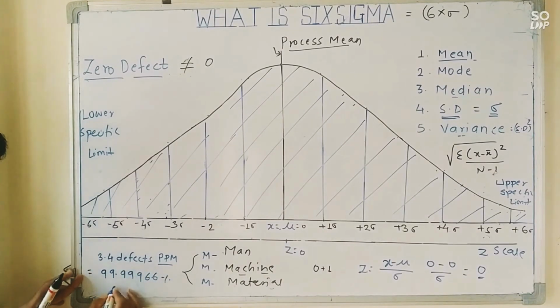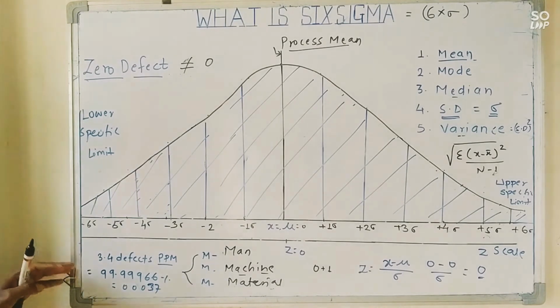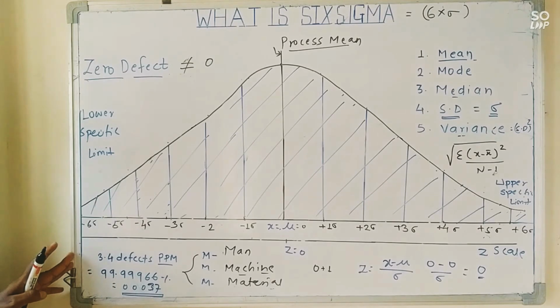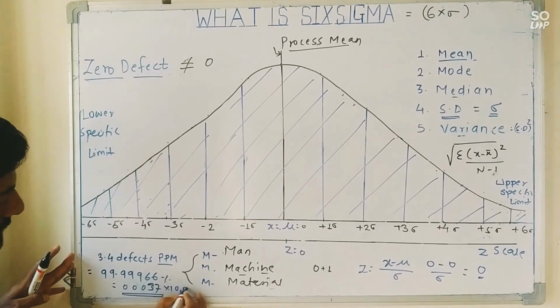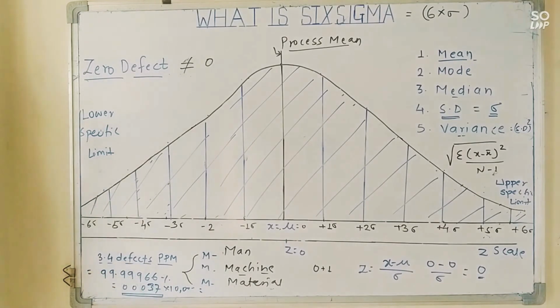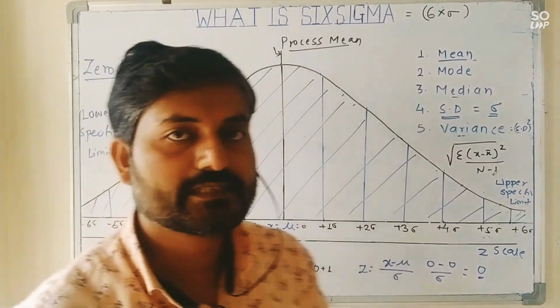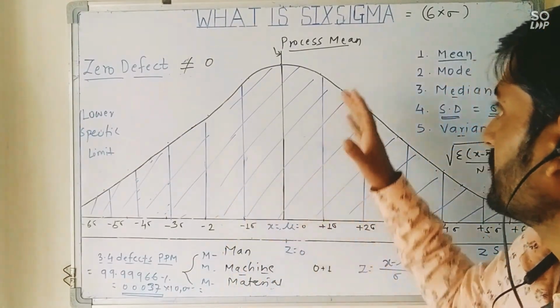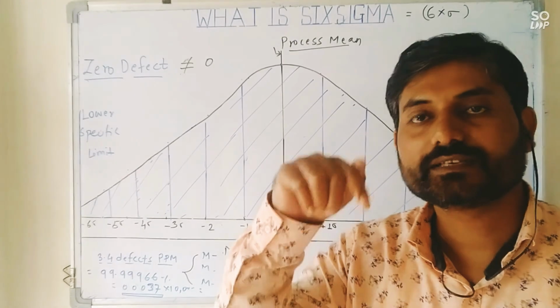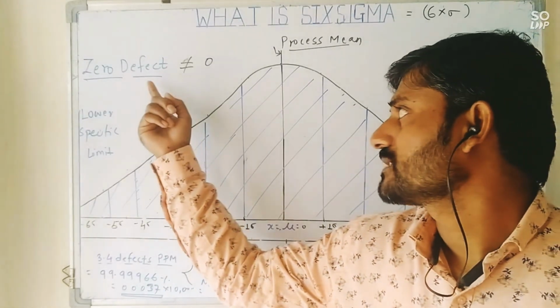99.99966%. That means the possibility that error will occur if we manufacture 10 lakh components. If we multiply by this 10 lakh, we will find 3.4 defects per part million. So basically this 6 sigma is a quality driven concept which is used to enhance the quality level, enhance the productivity, and to decrease the scrap as well as defects.